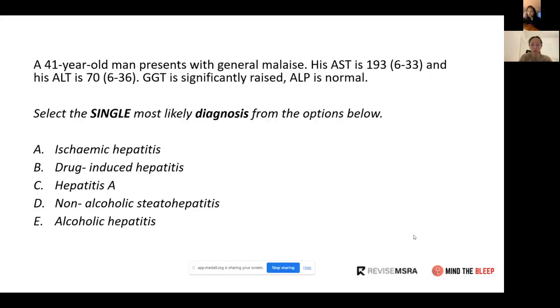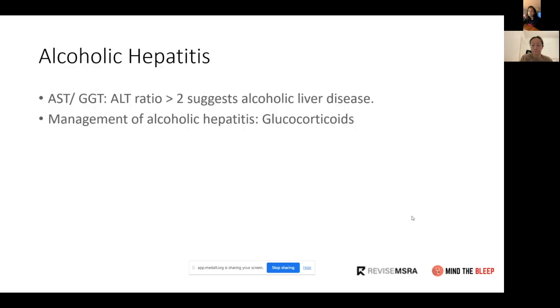So here's the first question. In this question, if you look at the blood test, you see the AST is raised as well as the ALT, but the AST is much higher than the ALT. And the gamma glutamyl, the GGT, is raised as well. So you think alcoholic hepatitis. In alcoholic hepatitis, like mentioned before, AST would be much higher than the ALT. And you manage alcoholic hepatitis with steroids.